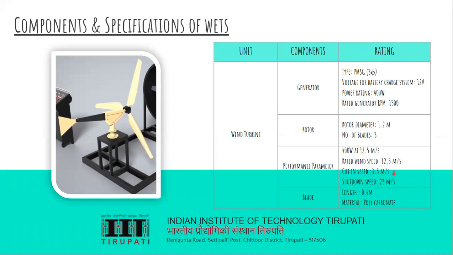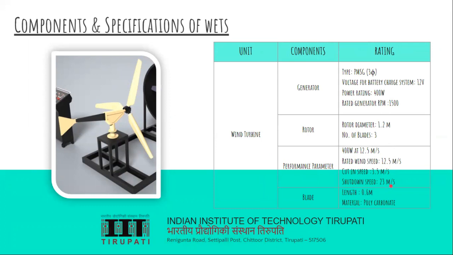When it comes to the performance parameters, it produces the rated power of 400 watts at a wind speed of 12.5 meter per second. So the rated speed is 12.5 meter per second and the cut-in speed is 3.5 meter per second. Cut-in speed means the wind speed at which the turbine starts rotation and produces electricity. That particular wind speed is called the cut-in speed.